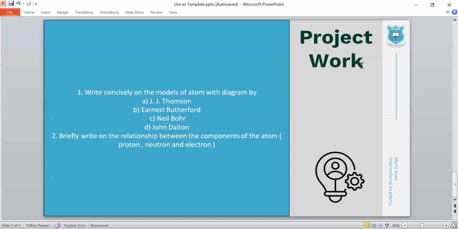Then secondly, briefly write on the relationship between the components of the atom, because some scientists moved further to tell us that the atom contains the three things which I listed here: the proton, the neutron, and the electron. So please go ahead and explain the relationship between these three components of the atom.